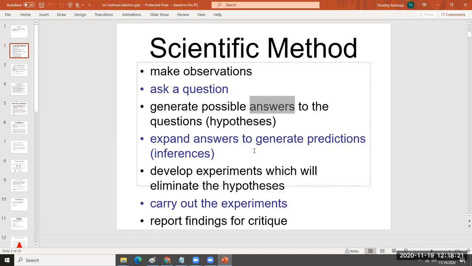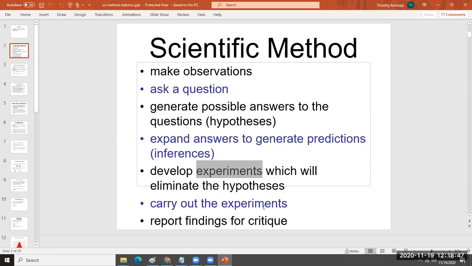If you have more than one answer about that question, you might have multiple ideas. You can infer based on those answers how to test for that answer. You can infer based on those answers how to prove your ideas. And that leads to the design of experiments, right? And then you carry out the experiments.